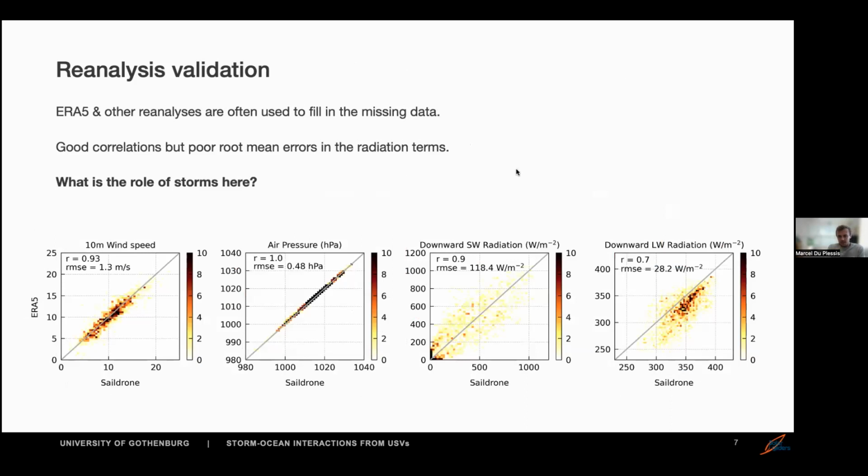Another thing we can do is then start to dig into the reanalysis products and understand some of their errors. The wind speed and air pressure compared to the sail drone co-located measurements appear to be relatively good, we think. However, the radiative components, there are some large differences that we're seeing there. And so one of the next steps is to understand what are the conditions that are creating these differences, and do storm-like conditions have anything to do with this?